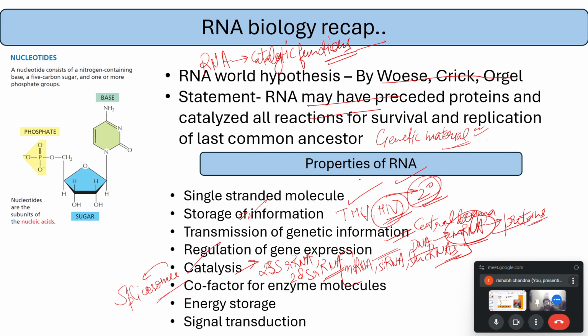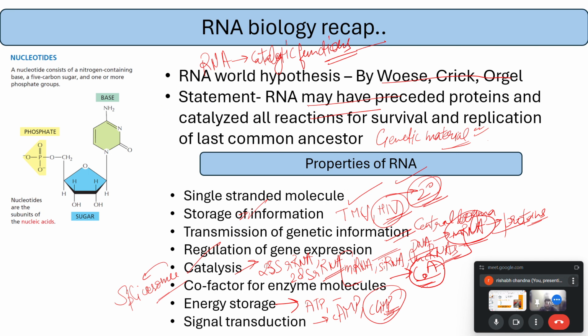Then cofactors for enzyme molecules, for example the important molecule coenzyme A, which also has an adenine moiety. So that comes from RNA. Then energy storage in the form of ATP and different ribonucleotide triphosphates. Then signal transduction comes from cAMP and cGMP. These also come from the different ribonucleotides only. So these are the important properties as well as functions of RNA in the living body.